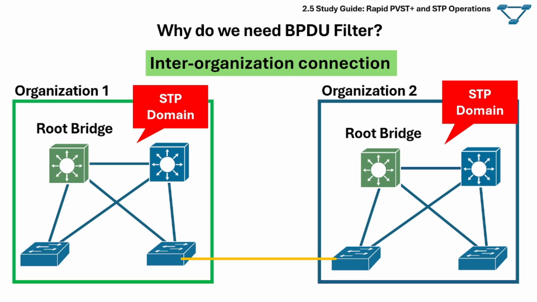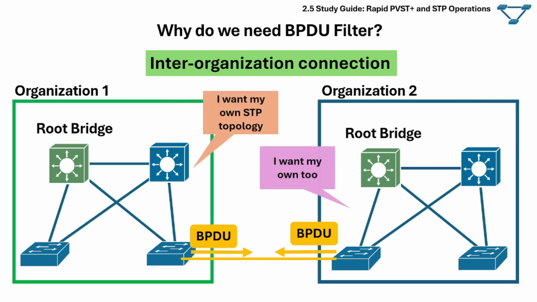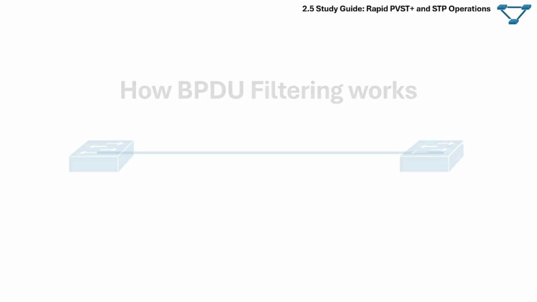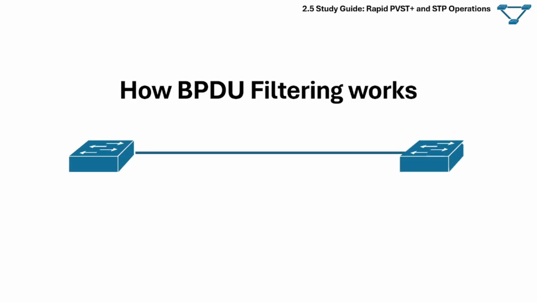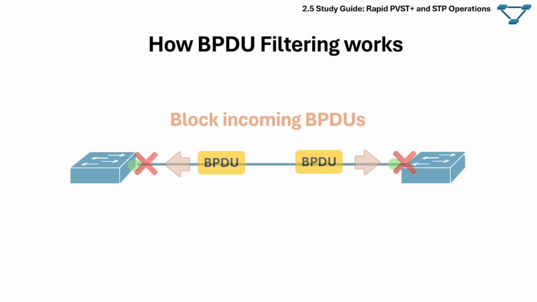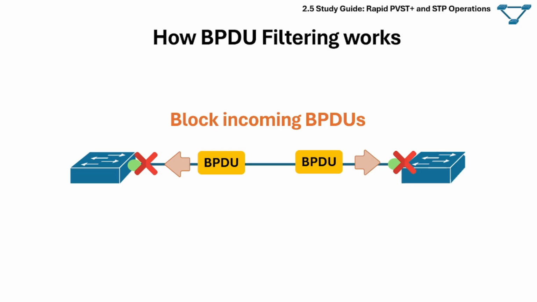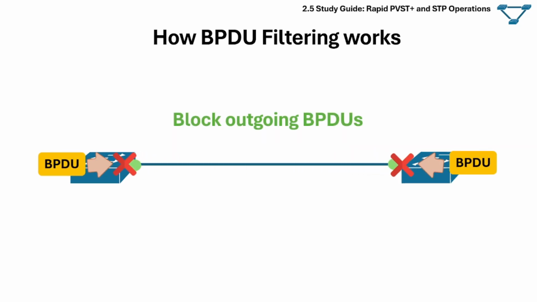If the organizations interconnect, the switches will exchange BPDUs and converge the two separate STP topologies into one with a common root bridge. The organization still wants to confine to its own network, and in these cases is where BPDU filter comes in. This is how BPDU filtering works. BPDU filtering can be configured to block either incoming or outgoing BPDU packets on a specific port.